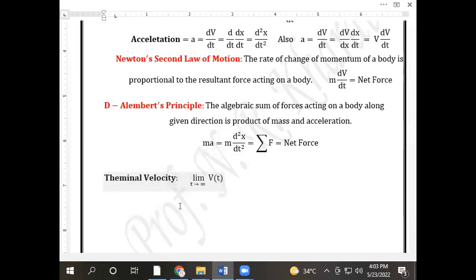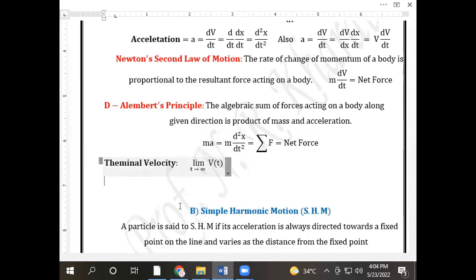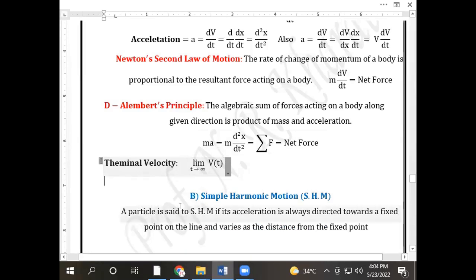And the terminal velocity is defined as follows: when we reach the maximum time, we get the terminal velocity of that particle. It is the limit as t tends to infinity of v of t. And the next topic is simple harmonic motion.